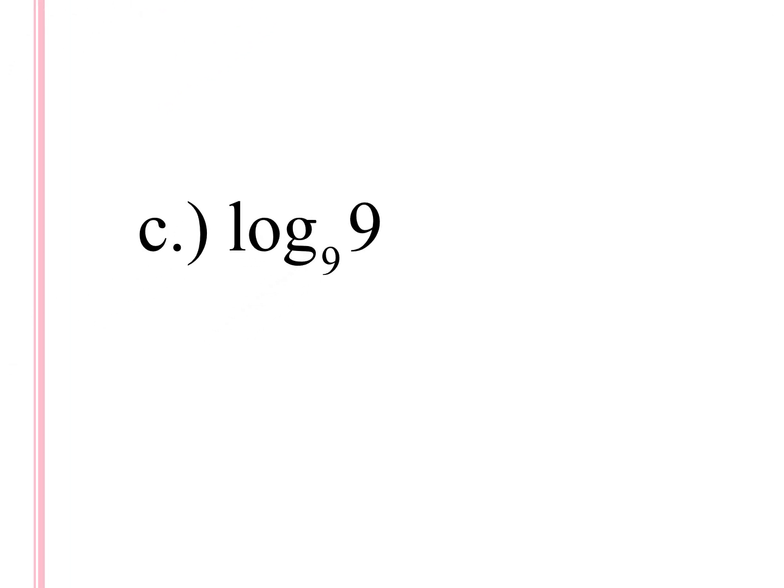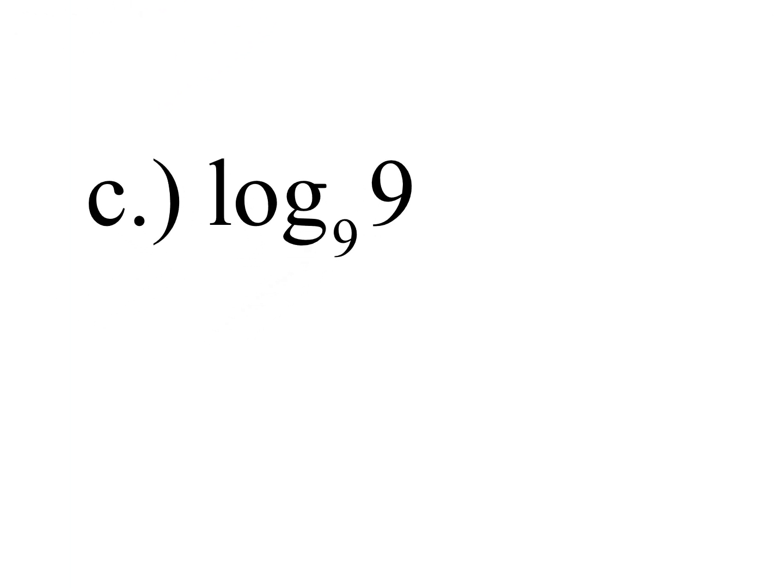What about for c? Our bases are the same, so they cancel, but what is that exponent that we have up here? It's the power of 1. So what would our answer be? 1. Because if it was 9 to the power of 0, that would just be 1. But if it's 9 to the power of 1, that's 9. So what we're left with is 1.